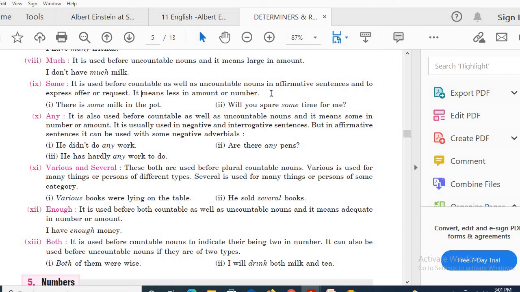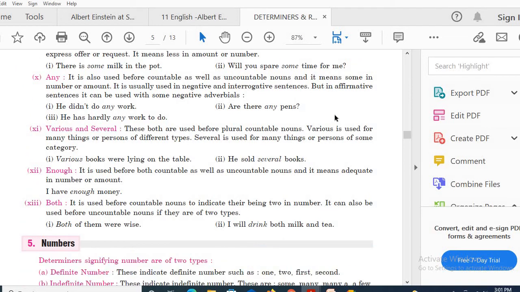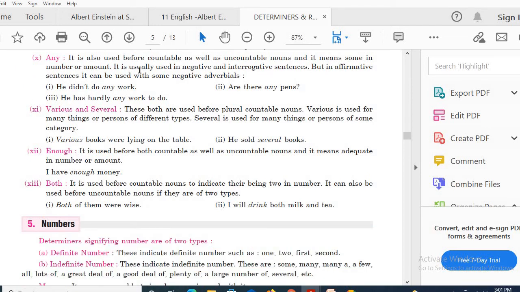Remember, some is used before countable as well as before uncountable nouns, and normally it means less in amount or number. Just like if I say, will you spare some time for me? Similarly, any is used in negative and interrogative sentences. Like this, he didn't do any work. Then, are there any pens?